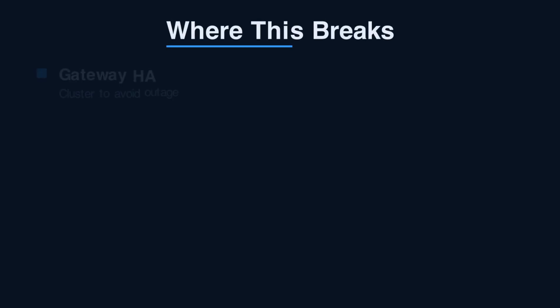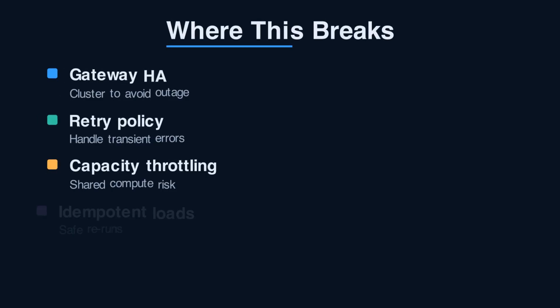Now the failure modes, because no design survives first contact with production. The gateway is a single choke point. If that machine is down or unpatched, on-prem ingestion stops cold, so run it clustered. Transient source timeouts are normal, so set retry counts and retry intervals on copy activities rather than failing the whole run. Watch for capacity throttling.